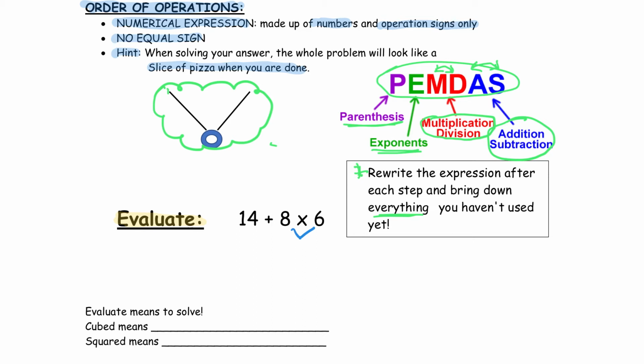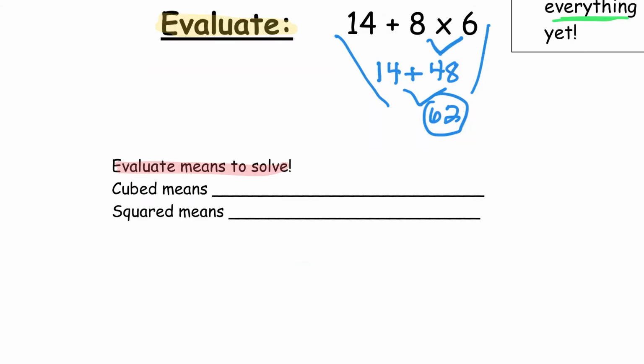8 times 6 is 48, and then bring down everything else, the 4 plus 48. Now you're left with one step, 4 plus 48. You solve that, you get 52. Put a circle around it, and you are done. Remember, when you see the word evaluate, that means to solve.